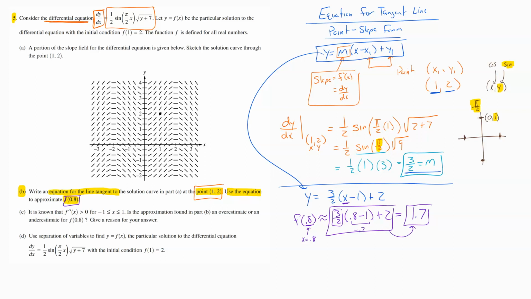This problem is a 2-point problem. You would have gotten 1 point for getting the equation of the tangent line correct, and then 1 point for getting either 1.7 or the answer before it.